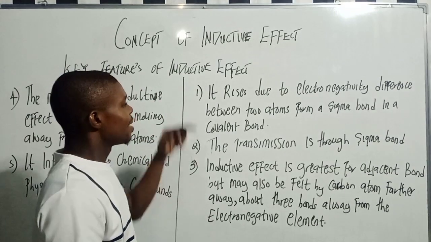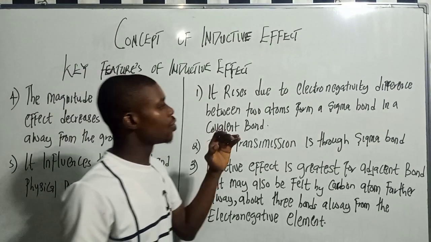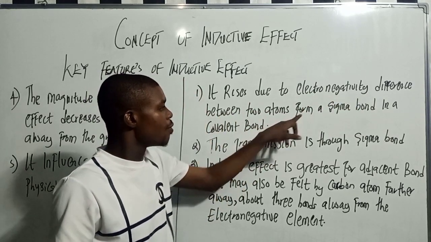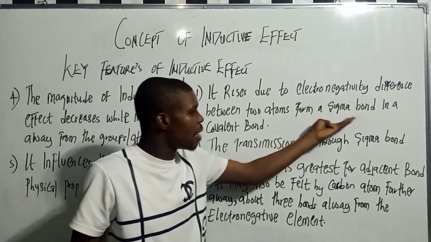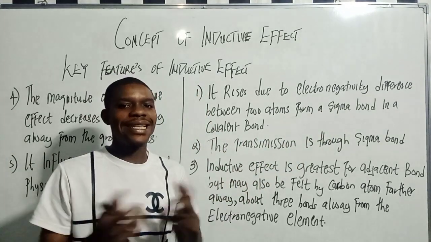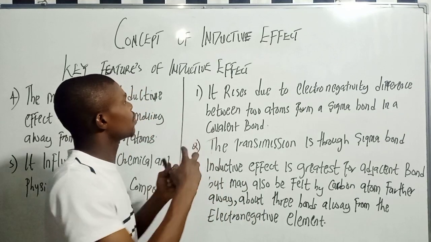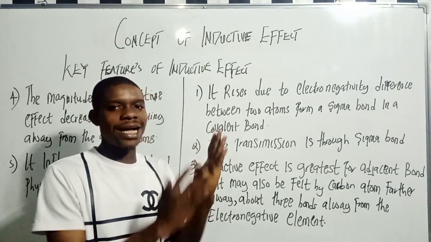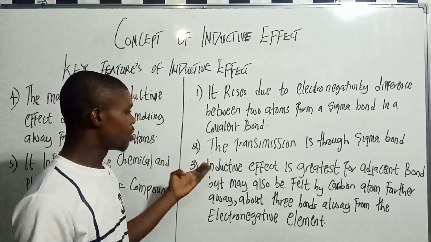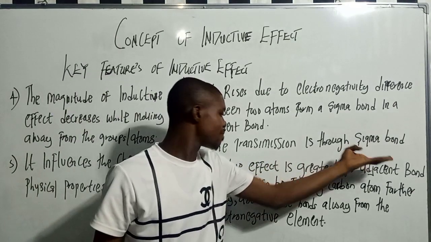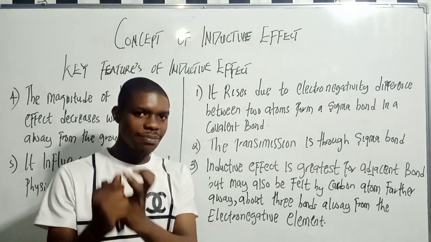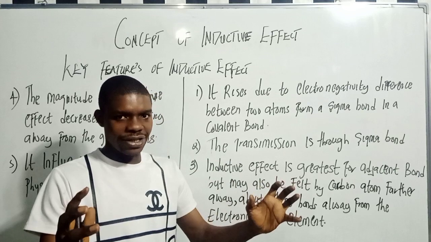Right? So it arises due to electronegativity difference between the two atoms forming a sigma bond in a covalent bond. Do you understand? So inductive effect is due to what? The electronegativity difference between the atoms forming the covalent bond, which I've explained before. Number two, the transmission is through sigma bonds. It is the transmission of polar effect through sigma bonds, that is alkanes. You get?